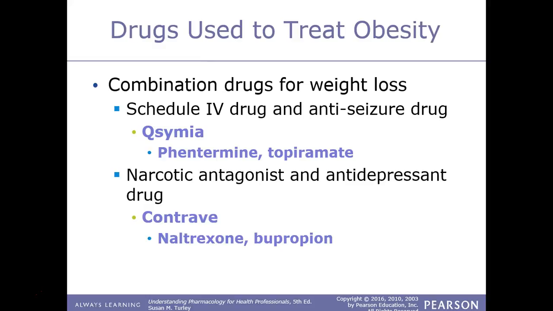Narcotic antagonist with an antidepressant drug, Contrave, is naltrexone. Naltrexone is related to naloxone. So it's an opiate antagonist, so it blocks that receptor. And bupropion, which I've already discussed the properties of, helps identify that satiation component in your brain, that antidepressant.